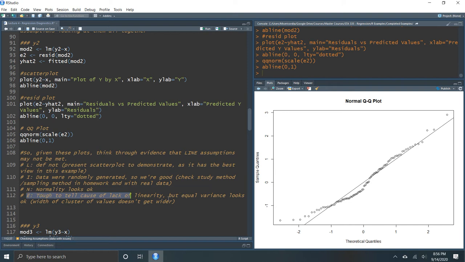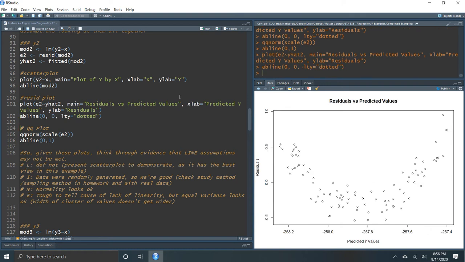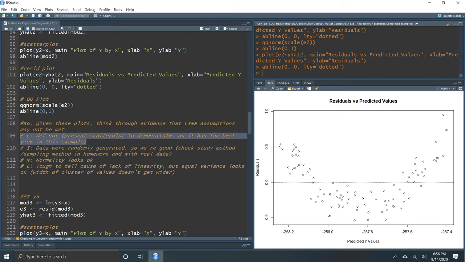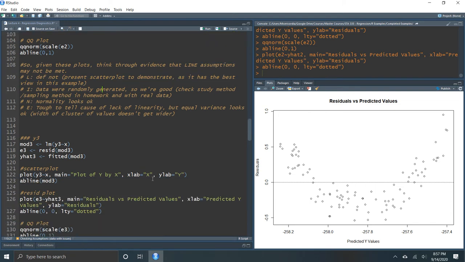Now with the equality of variance, this one's from the residual plot. It's kind of tough to tell because of the curve, right? It's tough to tell how spread out these data points are. Are they equally spread across all of them? But looking at the spread for each of the x values, it seems pretty evenly wide across all of these different predicted y values. So I'm not too worried about the equality of variance in this particular case. Linearity is the big one that was violated, and if I wanted to present a good illustration of why this is violated, I would probably present the scatter plot.